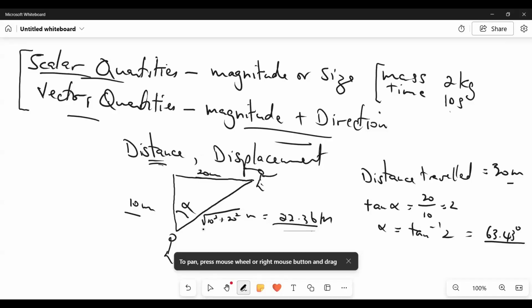So your displacement, if you were here originally and you end up here, and if you were to put some direction, and here is where you will see that when you talk about time moving forward, it's not really a direction, right? Let's say this is north. So you will say that your displacement is 22.36 meters.